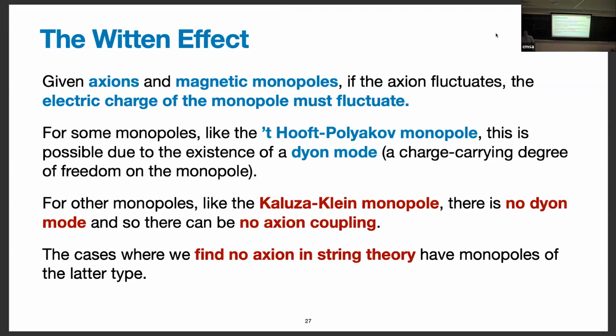Some monopoles don't have that. A familiar example is the Kaluza-Klein monopole. If I compactify a gravity theory on a circle, there's no dyon mode, and so you can't couple it to an axion. There's no way for it to be consistent because it doesn't have the right degree of freedom to acquire electric charge. And you can check Kaluza-Klein monopoles that come out of consistent theories like string theory, and they do not have axion couplings. So the cases where we find no axion are the ones where you have a monopole, but it just doesn't have a way to acquire an electric charge, and therefore there's no way to couple it to an axion. So what I'm suggesting is that if it does have a way to acquire an electric charge, then it must couple to an axion. I don't have a proof of it, but it's consistent with all the examples that I'm aware of.